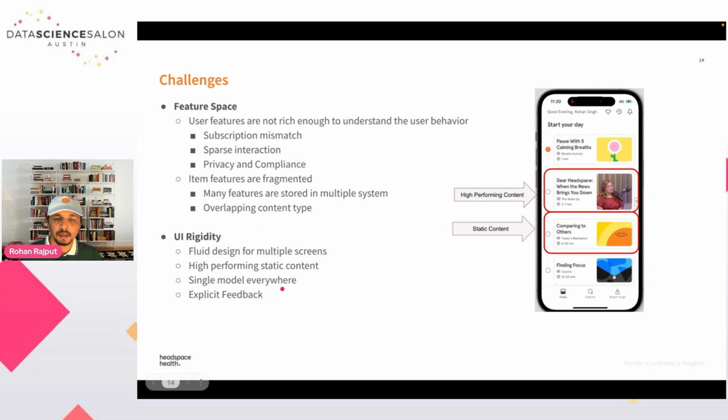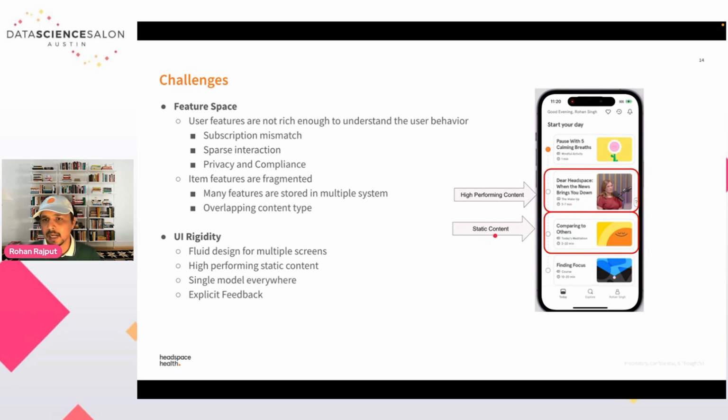The second challenge here is the UI rigidity. You can see that we have multiple types of screens, and there are various types of content that cannot be removed or cannot be recommended on the app. For example, the first content I'm talking about is high performing content. This is our Wake Up content, which means that every day the user opens this app, they will get a new Wake Up video, and this is very high performing content. So we cannot remove it, and it is also not recommendable because we generate it on a daily basis.